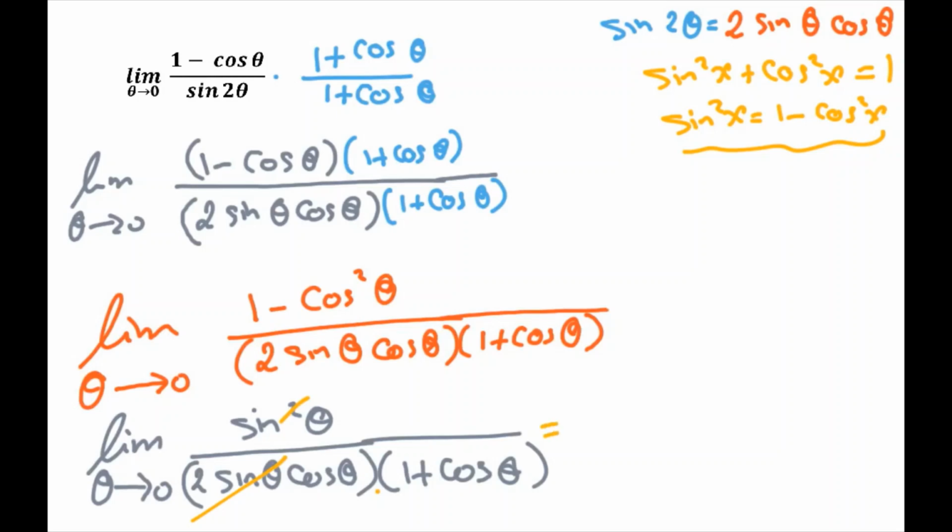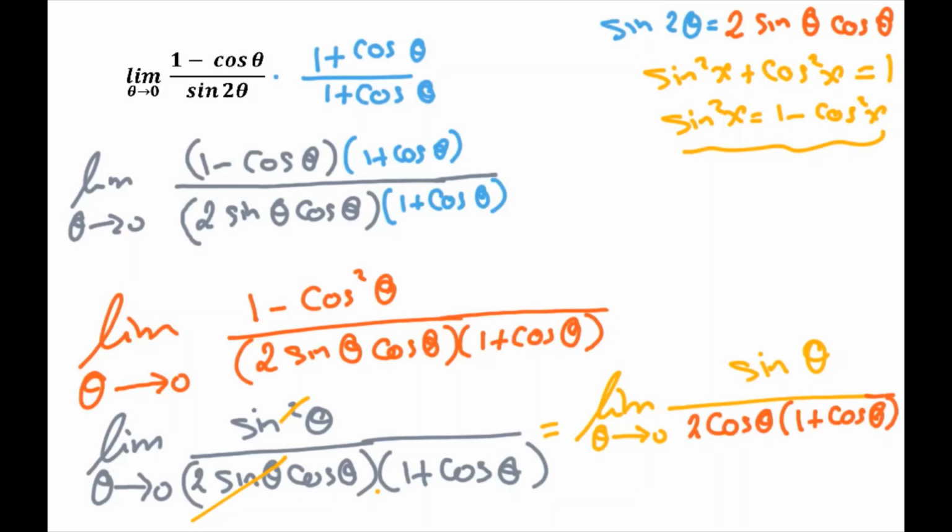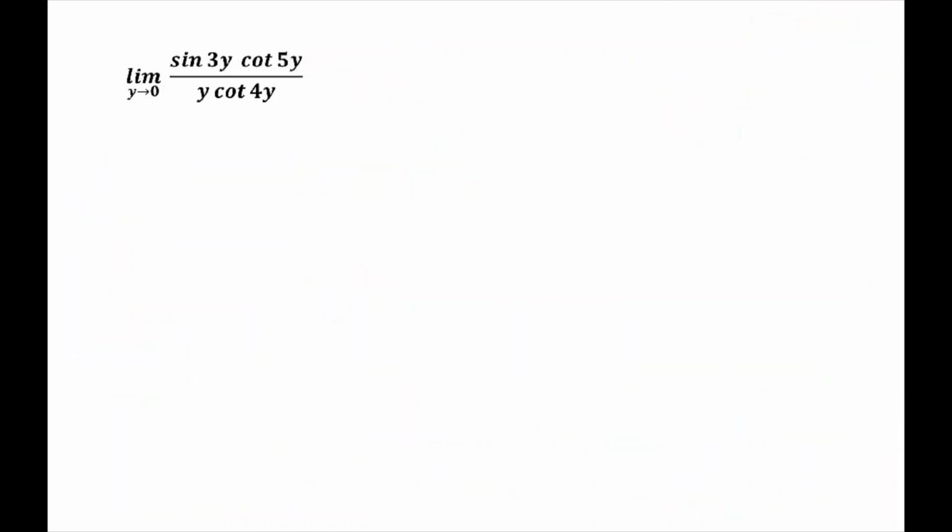Now, what is left? The limit as theta approaches 0 of sine theta over 2 cosine theta multiplied by 1 plus cosine theta. If you try to plug 0 into this expression, you are going to get sine 0 over 2 cosine 0 multiplied by 1 plus cosine 0, and that's going to be equal to 0 over 1, which is equal to 0. Okay, next question.